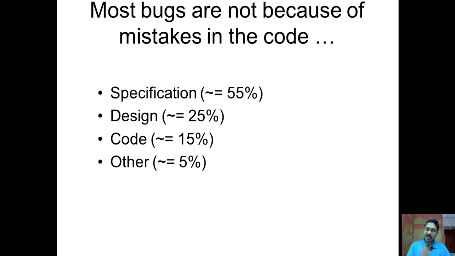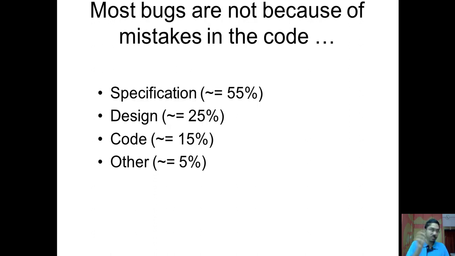Now there is always a misconception that a software bug is nothing but a mistake in writing the code, but it's not true. All the bugs are not because of mistakes in the code, but there are certain other reasons, and the major reason is nothing but the specification. So the major contribution to bugs is the specification.